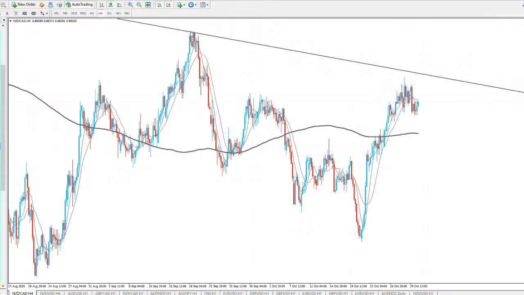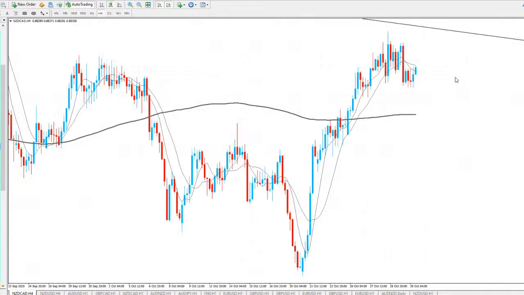As you can see, last time we tested, we had a nice move to the downside, so we could be seeing that happening again. But for me, it's moving sideways, so I wouldn't really want to be getting into this market as of yet. I'll be waiting for a clearer opportunity to come around for that pair.